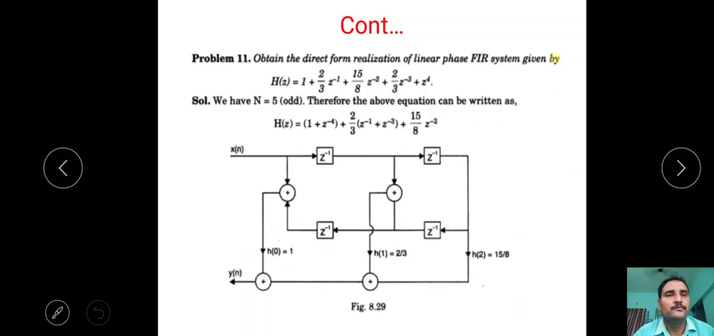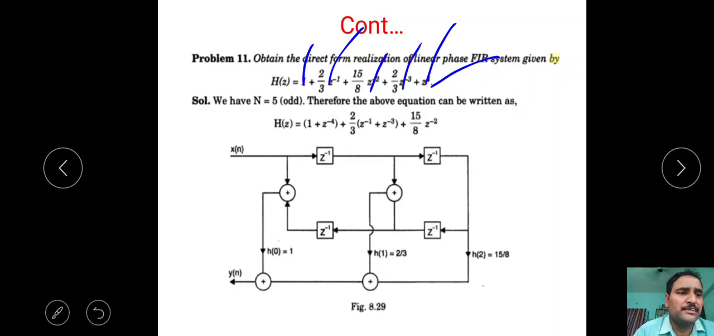Let's see this example. This is the system they have given: H of z equal to 1 plus 2 by 3 z inverse plus 15 by 8 z power minus 2 plus 2 by 3 z power minus 3 plus z power 4. That means z power 0 and z power 4 have the same multiplier. Z power minus 1 and z power minus 3 have the same multiplier. Z power minus 2 has a separate multiplier.